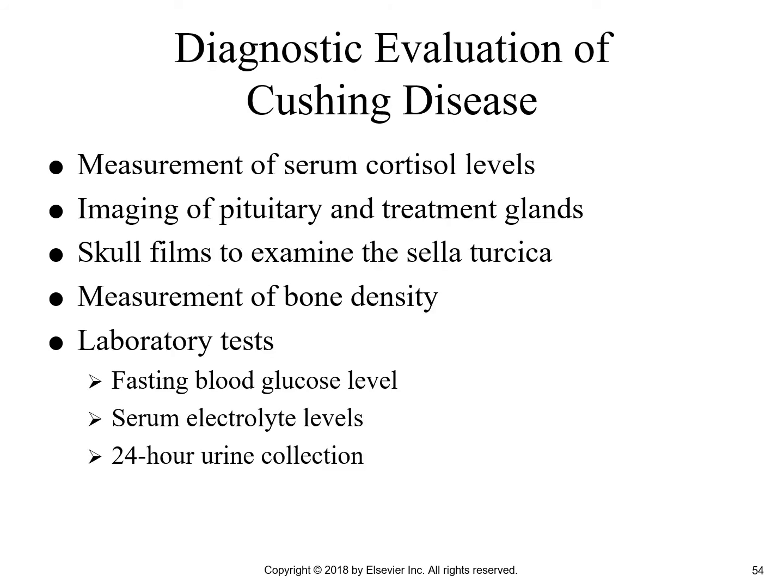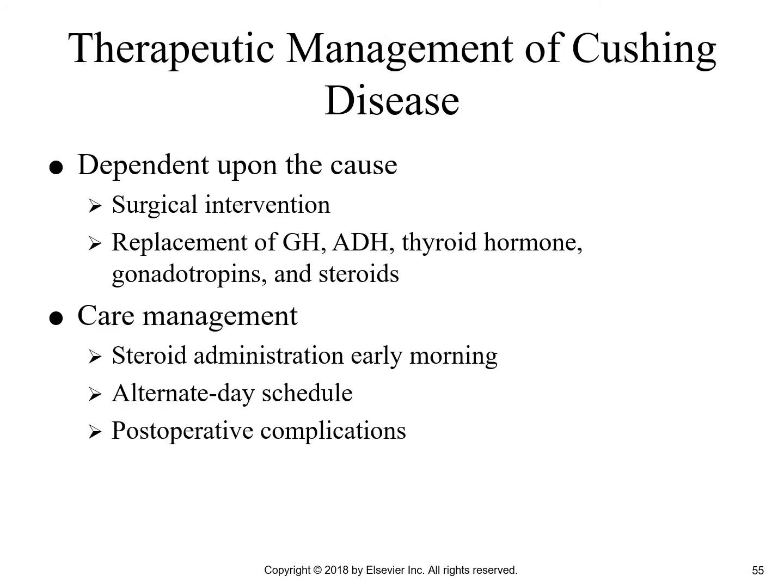Diagnosis includes measurement of serum cortisol levels, imaging of the pituitary and adrenal glands, skull films to examine the sella turcica, measurement of bone density, and laboratory tests like fasting blood glucose levels, serum electrolyte levels, and a 24-hour urine collection. Therapeutic management is dependent upon the cause: surgical intervention, replacement of GH, ADH, thyroid hormone, gonadotropins, and steroids. Management includes steroid administration in the early morning, an alternate-day schedule, and watching for post-operative complications.